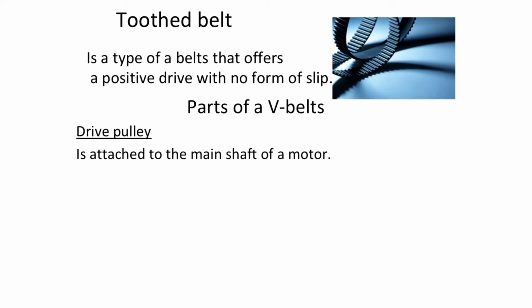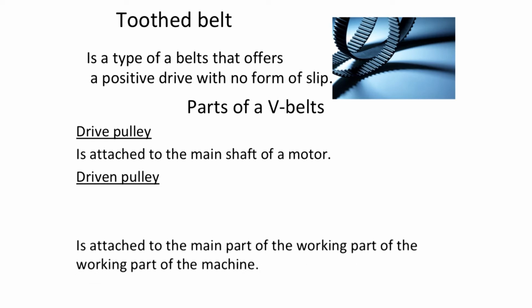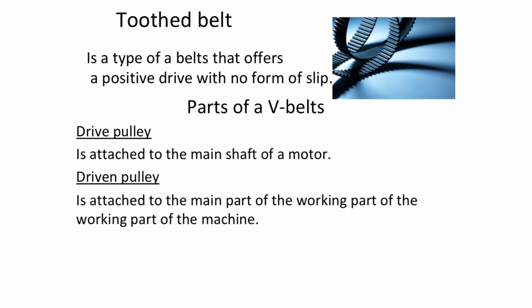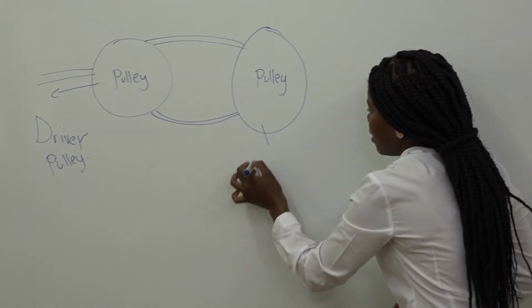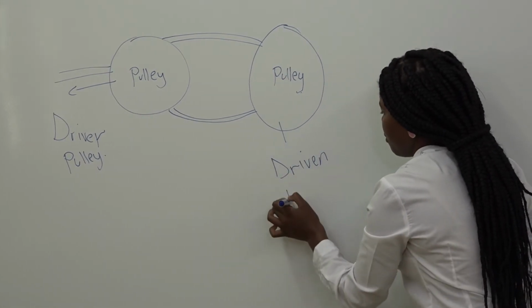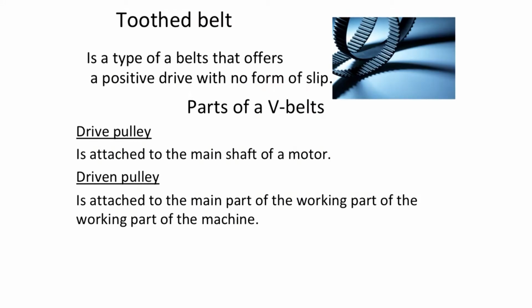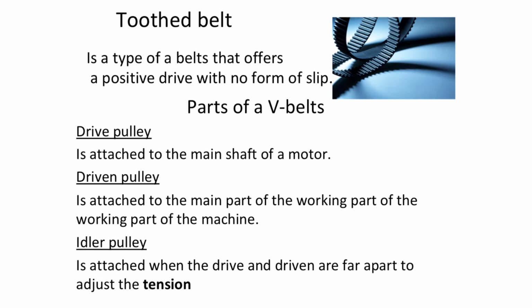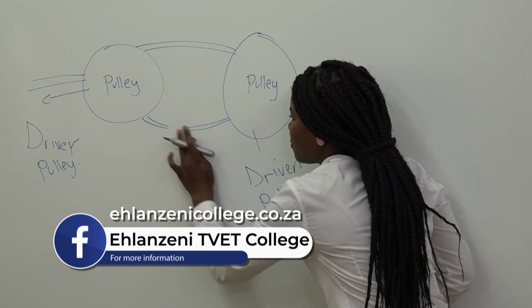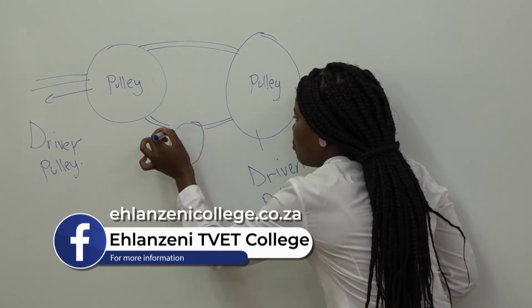It's a driver pulley. And we also have a driven pulley, which is attached to the main working part of the machine. So if you check from our pulleys, this is our driven pulley, which must be attached to the main part of a working machine. And then we have an idler pulley. An idler pulley is attached when a driver and a driven pulley are far apart, to adjust the tension. So if the pulleys are far apart, we are going to introduce an idler pulley.